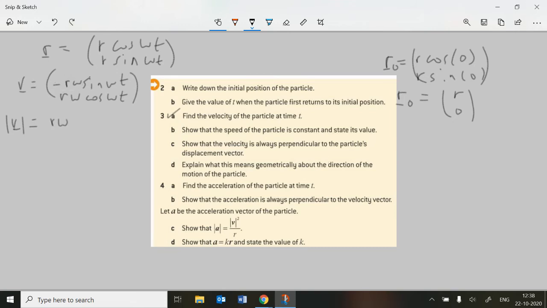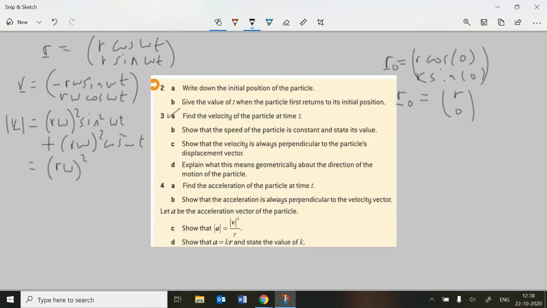This thing squared. I've got the minus in there, but obviously when you times a minus by a minus, it becomes positive. Times by sine squared omega t, and then also plus r omega cos omega t squared. Now, if you factorize out this, you're obviously going to get sine squared and cos squared left in there, which is going to be equal to 1. So you'll just end up with r omega squared.